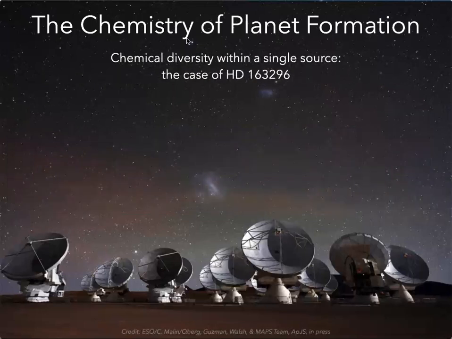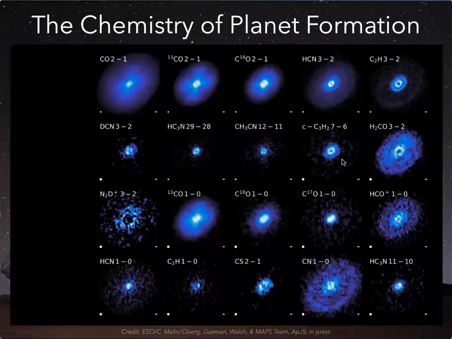So just to give you an idea of what our data look like, I'm going to show you an array of images which shows you the chemical diversity that we see just within a single source. This is the disk around the nearby young Herbig star, HD 163296, and this is what the MAPS data look like. Every image that you see here is a different molecular face of this protoplanetary disk. You see the molecule that we're probing and also the rotational transition. If you look closely, we actually have multiple transitions for some of the molecules that we have targeted. We also have some organic molecules, so we have HCN, C2H here, and we also have some larger molecules as well, things like methyl cyanide.